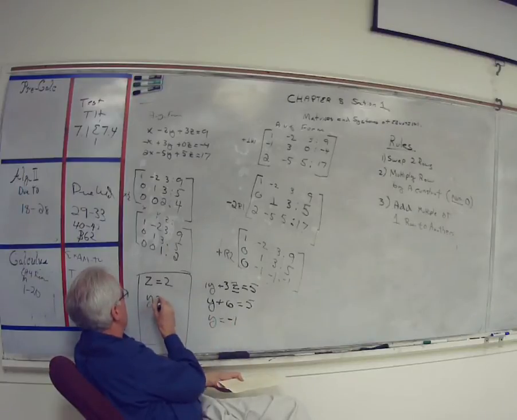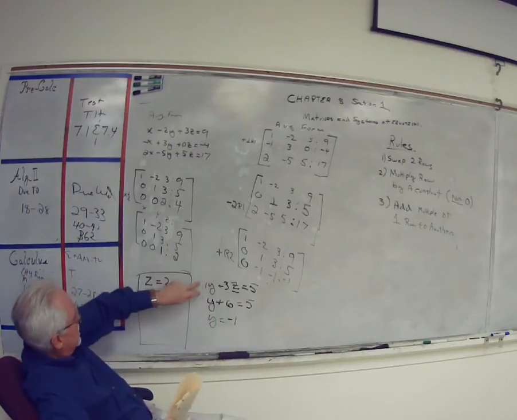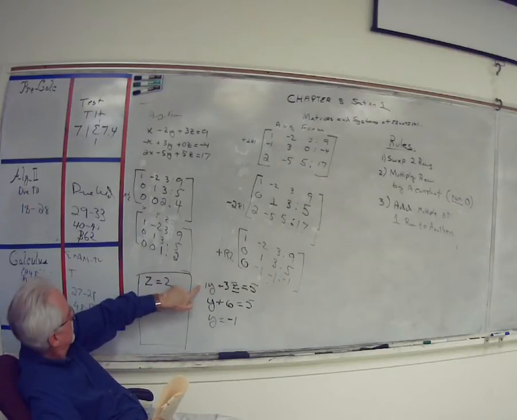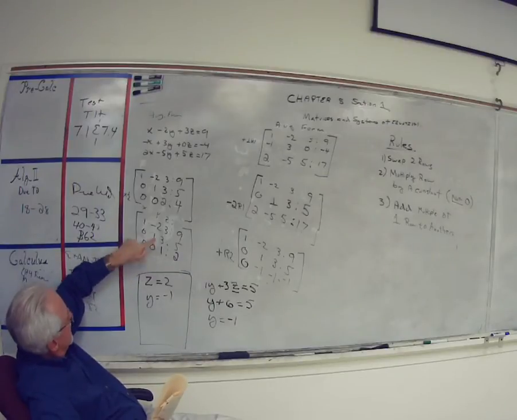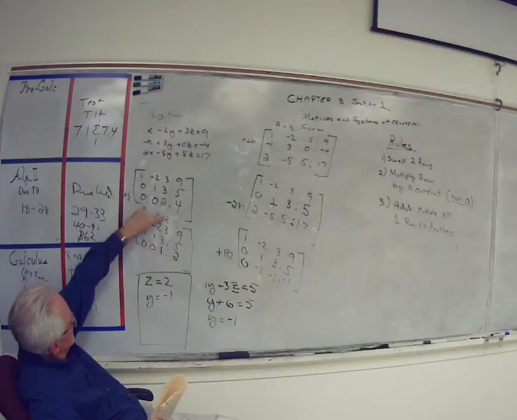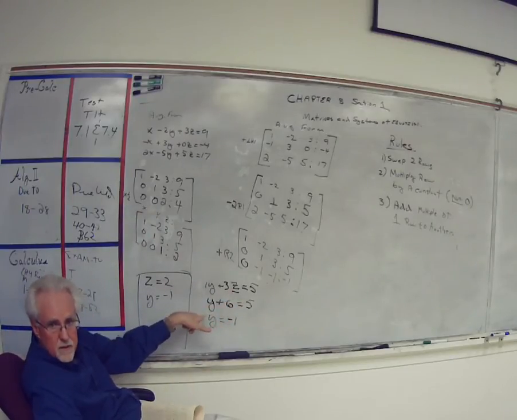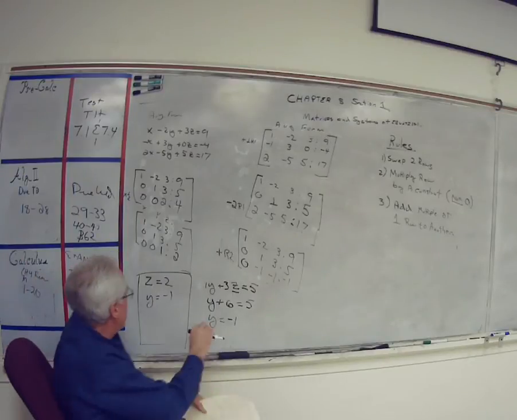Okay, Catherine, do you see where we got this equation from? Yes, sir. Which row? Row 2. So it's 1 times Y plus 3 times Z equals 5, and then I know Z. So I get 6. Then Y equals negative 1. Very good.